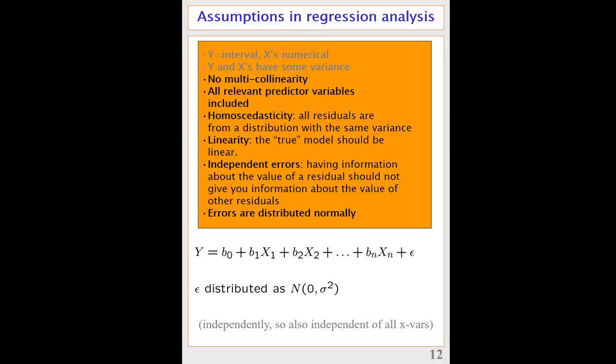So let's first name them, and I'll go through them one by one. One is, there shouldn't be multicollinearity. All the relevant predictor variables should be included. There should be homoscedasticity, there should be linearity, we should have independent errors, and these errors are supposed to be distributed normally. And that is the semantic version of what you see here. So y is supposed to be a linear combination of these x variables. That should sort of work.